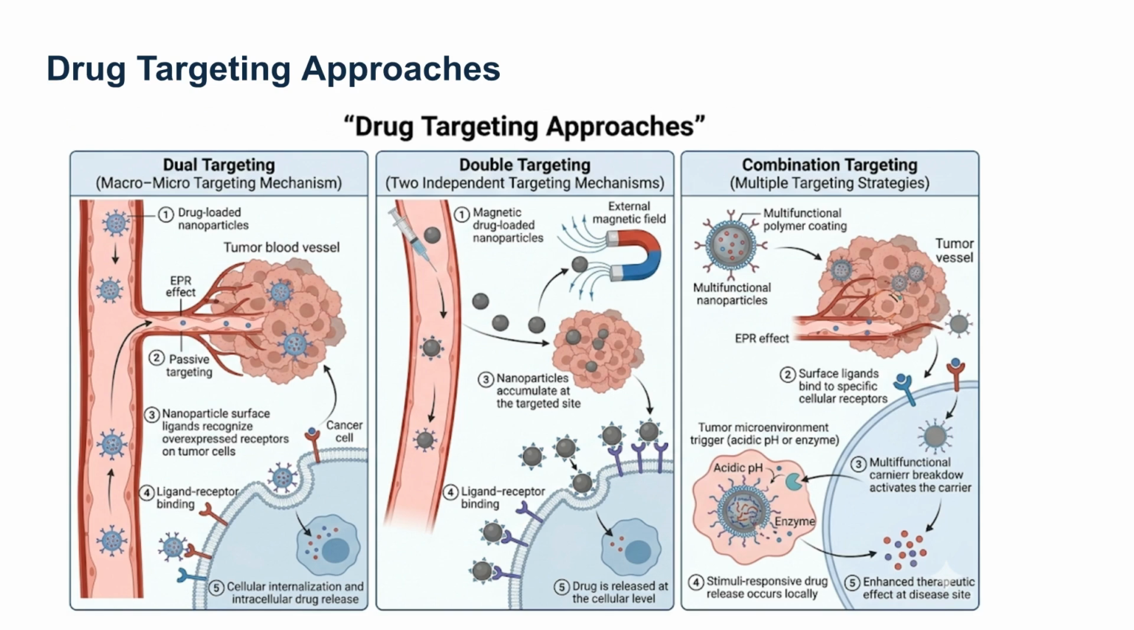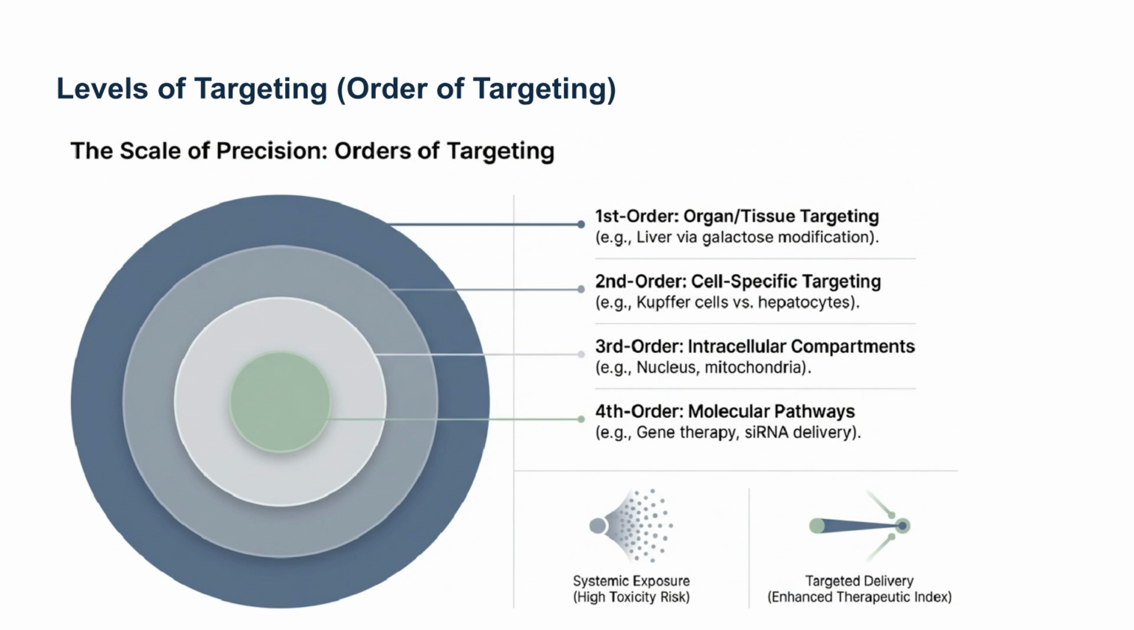This diagram visually represents the three advanced targeting methods. Dual targeting shows both passive accumulation and active ligand binding. Double targeting illustrates magnetic guidance and ligand binding. Combination targeting includes multiple strategies for enhanced effect. Drug targeting is classified by the biological level at which delivery occurs, from broad anatomical sites to precise molecular pathways. This defines the order of targeting, which progresses from first order to fourth order.